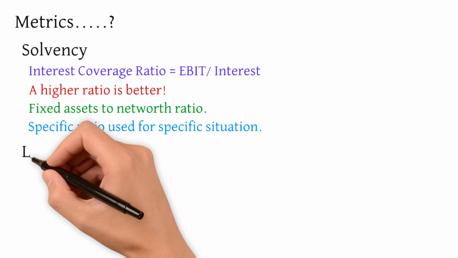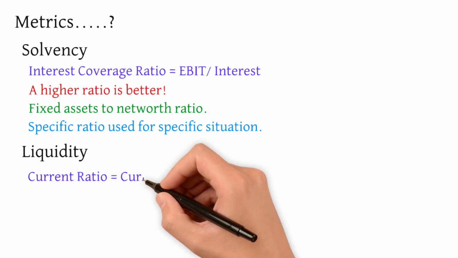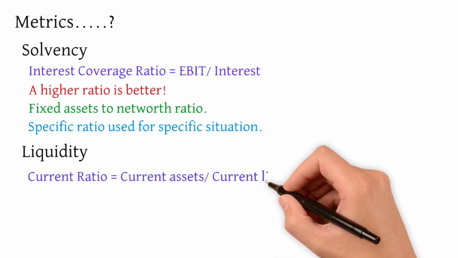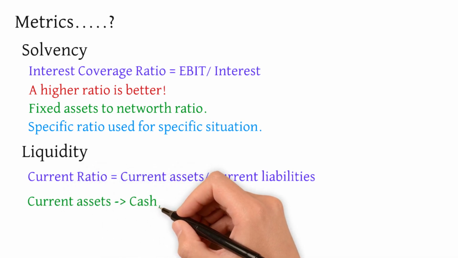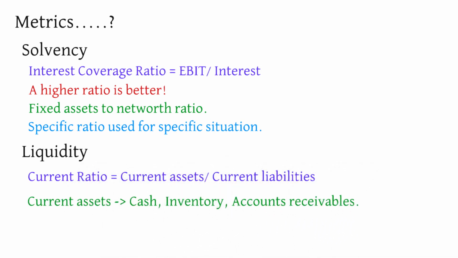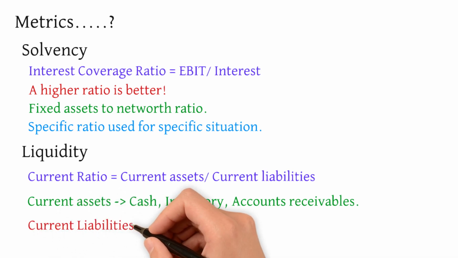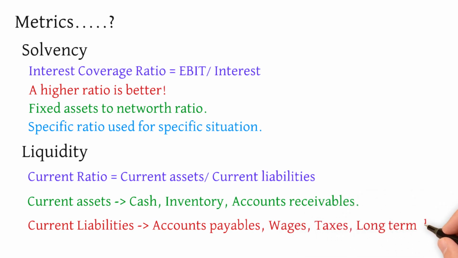On the other hand, when thinking about liquidity, it's ratios like the current ratio or quick ratio, which basically measure the current assets to current liabilities. Current assets comprise cash, inventory, accounts receivable, basically things that can turn into cash in less than a year. Current liabilities include accounts payable, wages, taxes payable, and the current portion of long-term debts.